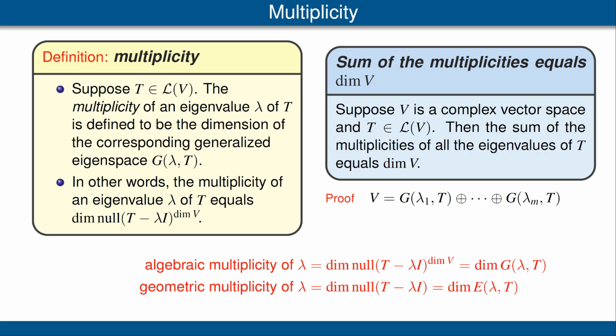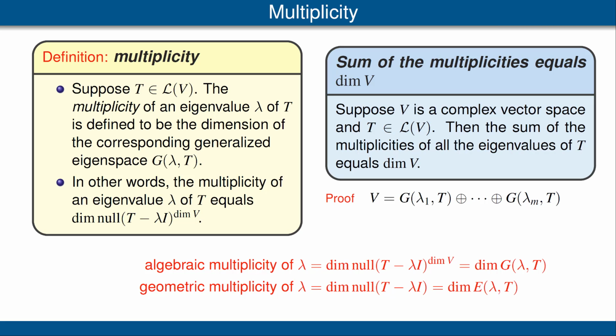There's also something called the geometric multiplicity of an eigenvalue lambda. That's the dimension of the null space of T minus lambda I. So you can see the difference. The algebraic multiplicity is the dimension of the generalized eigenspace corresponding to lambda, and the geometric multiplicity is the dimension of the eigenspace corresponding to lambda.